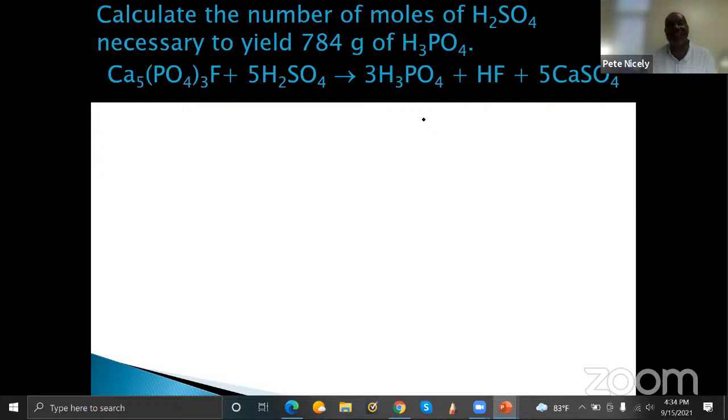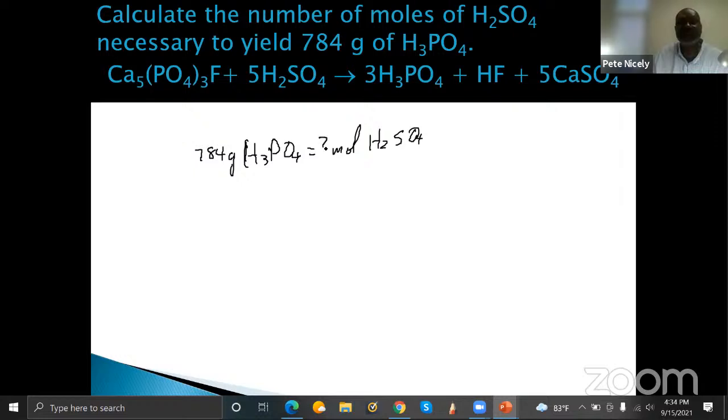The question says, calculate the number of moles of sulfuric acid necessary to yield 784 grams of H3PO4. So we start off with 784 grams of H3PO4, and you're asked to determine the moles of H2SO4. All right, so this is what we're given, and this is what we're trying to find.